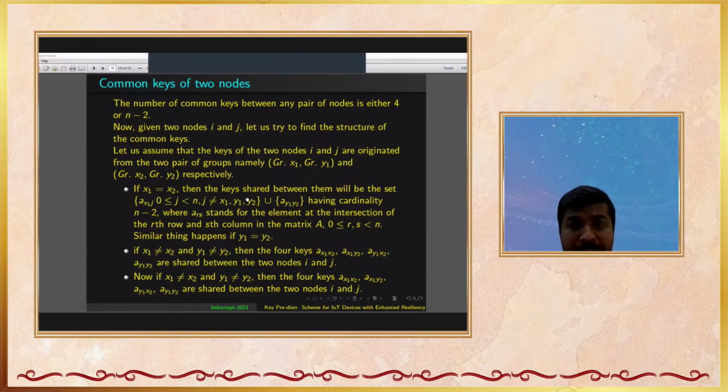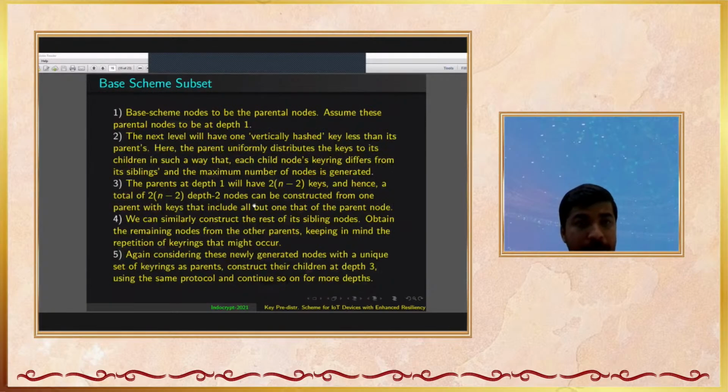The number of common keys between any 2 pair of nodes is either 4 or n minus 2. Given two nodes i and j, let us try to find the structure of the common keys. Let us assume the keys i and j, and there are 4 possibilities. So the total number of common keys between two nodes is either 4 or n minus 2.